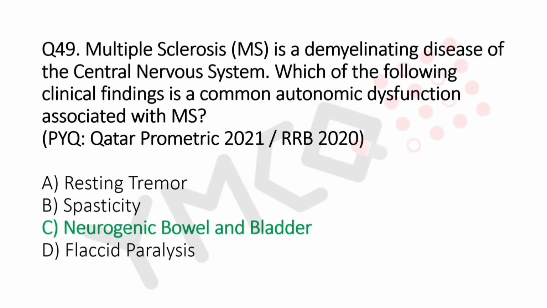While spasticity is common in MS, it's a motor issue. The question asks for the autonomic issue. The autonomic nervous system controls involuntary things like bowel and bladder movements. Okay? Now let's move to question number 50.